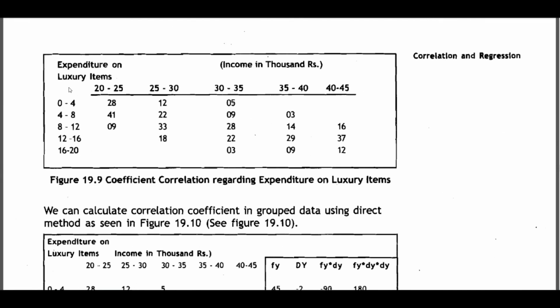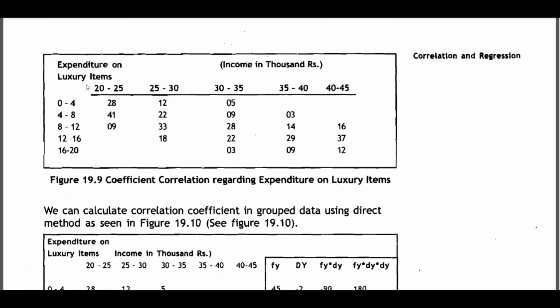So we can see the expenditure on luxury items is given against the income in thousands of rupees. So those people having the expenditure on luxury items, it's shown as 28. Those people have an income of 20 to 25,000.